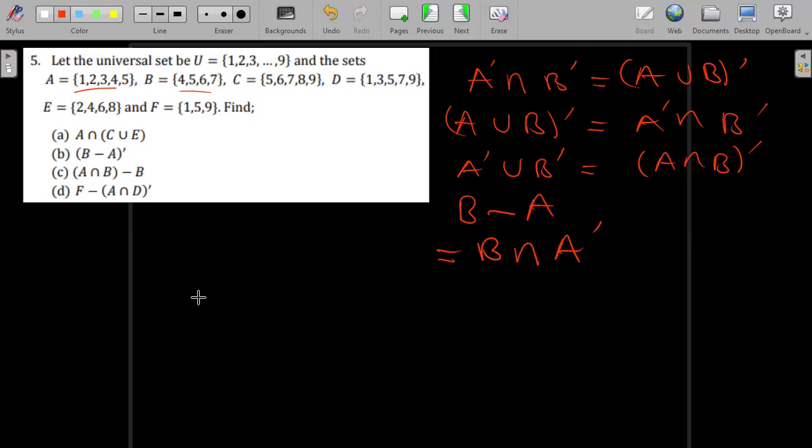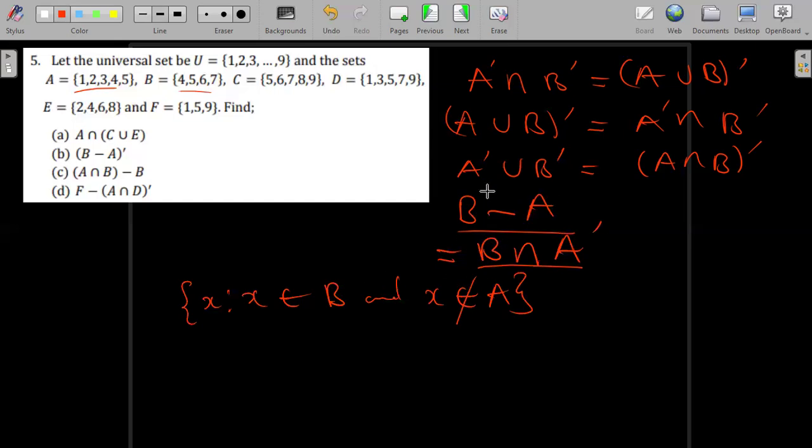The set difference in set builder notation is the set of X such that X is a member of, in this case B minus A. So X is going to be a member of B, and X is not a member of what? X is not going to be a member of A. That's the reason why X has to belong to A complement. And that's the reason why we come up with B intersect A complement. So this is one thing you must note, that you can move from this set difference here to B intersect A complement here.